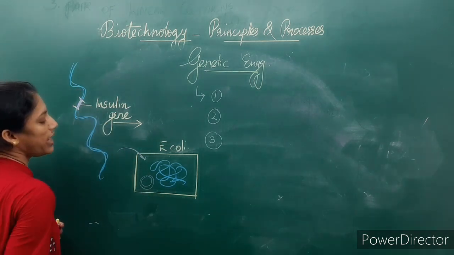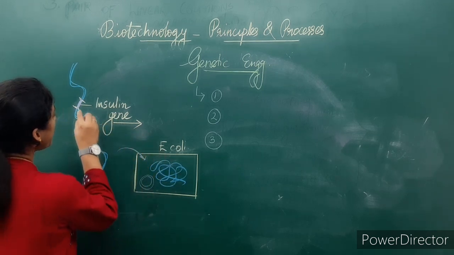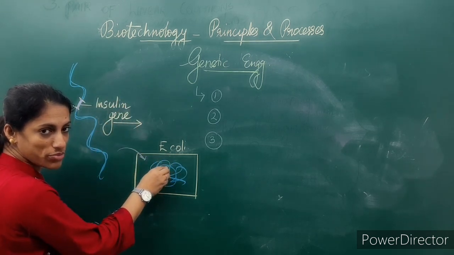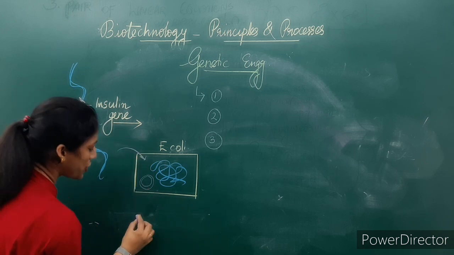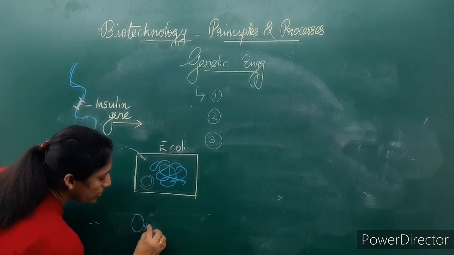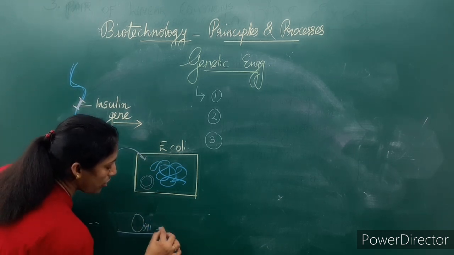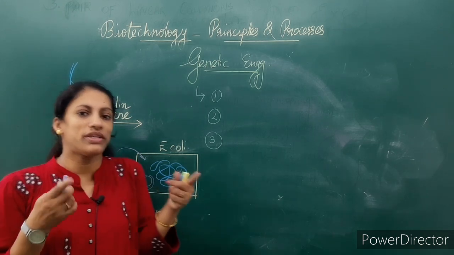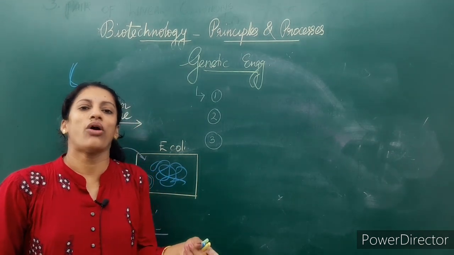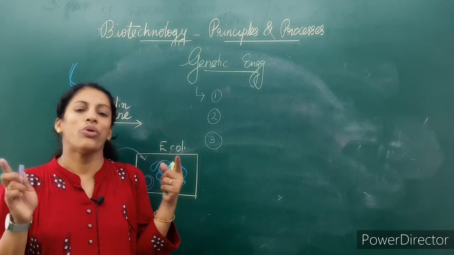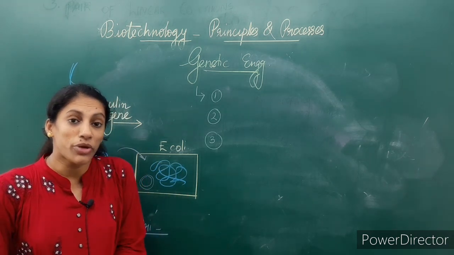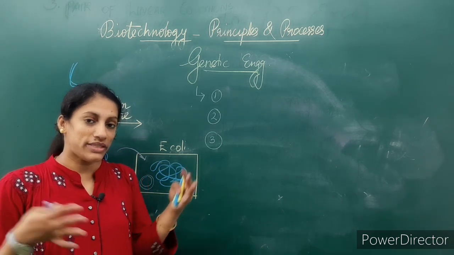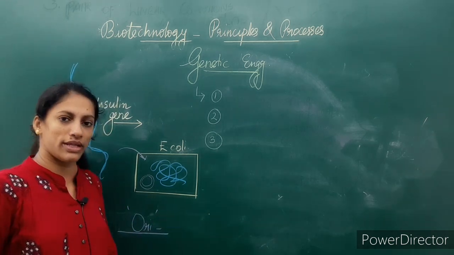Then for that, we can directly insert it into the genome of the bacterium. The only condition is that the genome of the recipient cell should contain ori. You know what ori is? Origin of replication site. It should not be cut and removed. By the time of our manipulation, it should not be cut and removed.